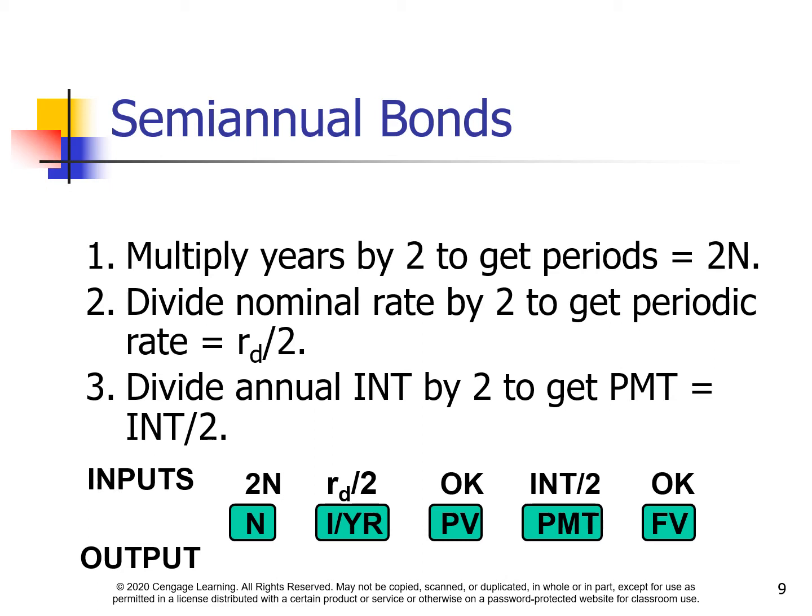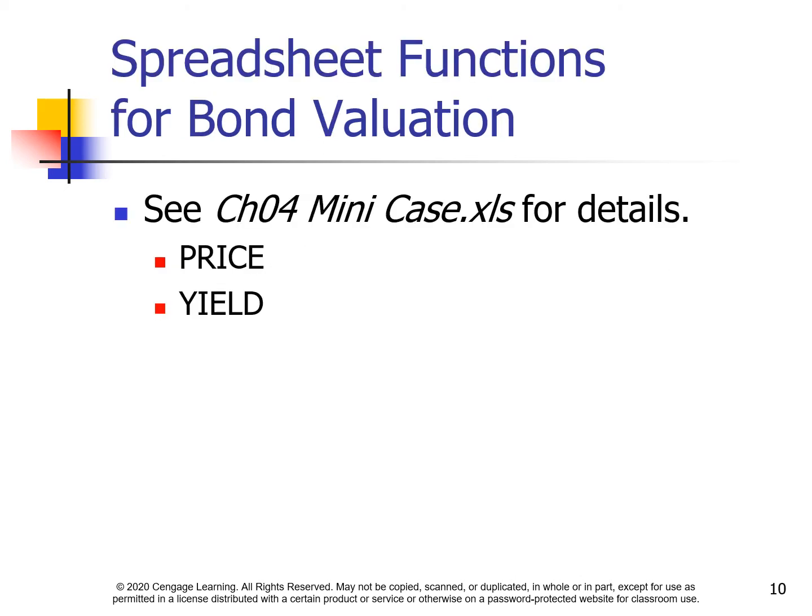Semi-annual bonds. Bonds will pay coupon or interest twice a year. If this is the case, multiply years by 2 to get the number of periods. Divide the nominal rate by 2 to get a periodic rate. Divide annual interest by 2 to get a payment. Excel spreadsheet functions for bond valuation. To get the bond price, we can use the price function or yield function in Excel.